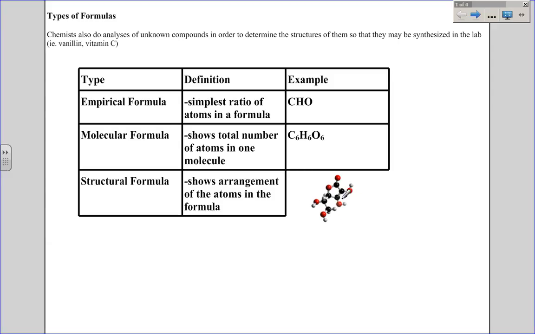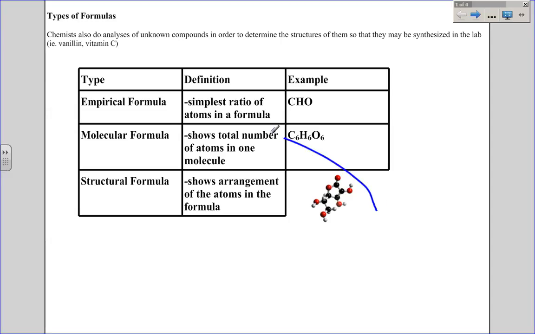To be able to come up with the structural formula, as I said, we need to know the molecular formula. And the molecular formula will be determined from knowing what the simplest ratio is, or the empirical formula, and knowing what the molar mass of a particular compound is. So chemists have different techniques for determining each of these formulas. And when we take all of the techniques and apply them together to one unknown compound, we're able to predict or understand what the structure of a compound is.